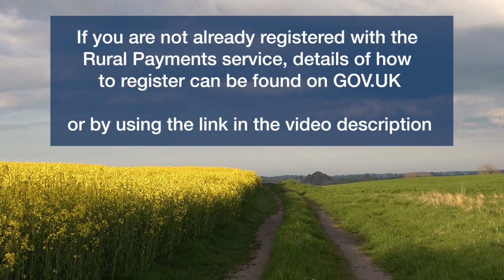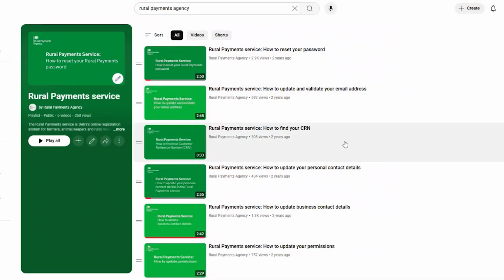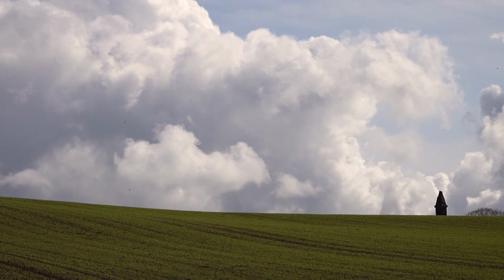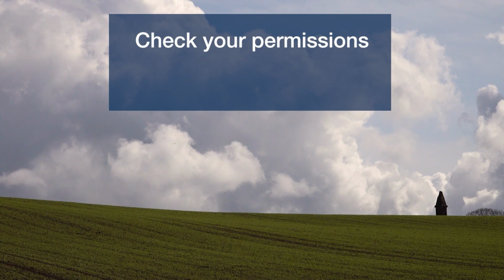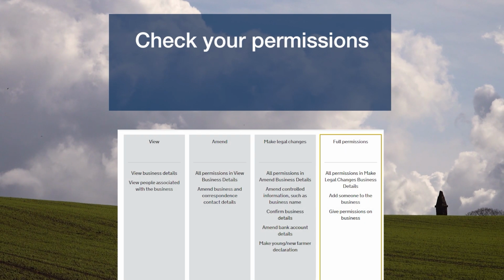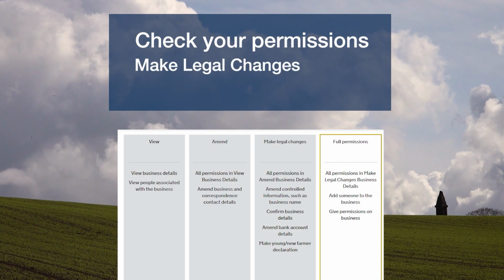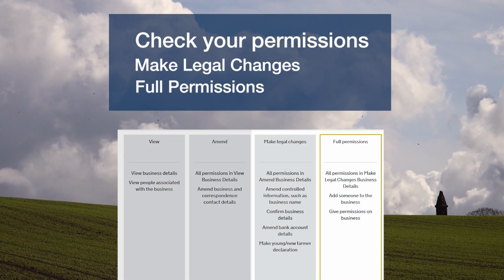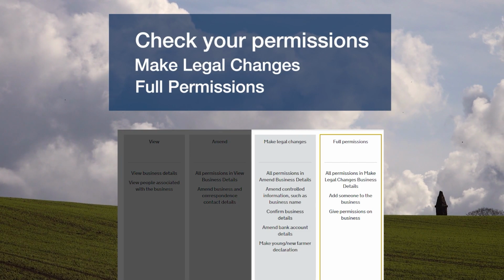If you are not already registered with the Rural Payments Service, details on how to register can be found by searching Update Personal and Business Details in the Rural Payments Service on gov.uk, or by using the link in this video's description. If you need to update your details held in the Rural Payments Service, please watch our YouTube videos on how to do this. You will need to check your permissions level in the Rural Payments Service. The person making the application must have either Make Legal Changes or Full Permission status to apply. You should not continue if you do not have the relevant permissions.